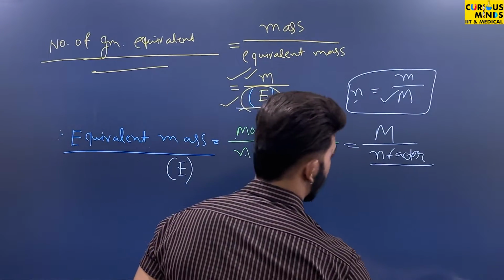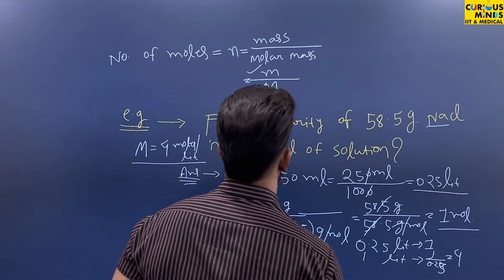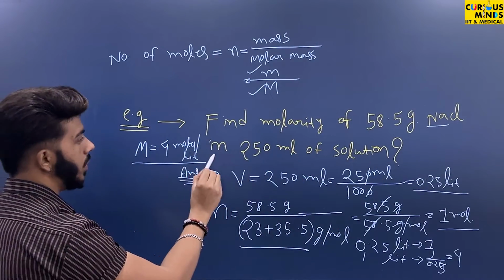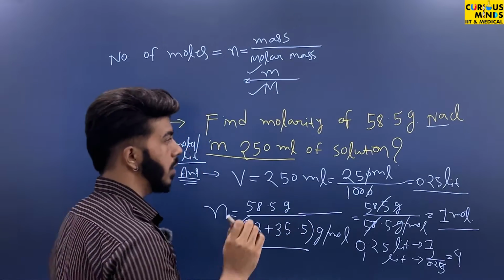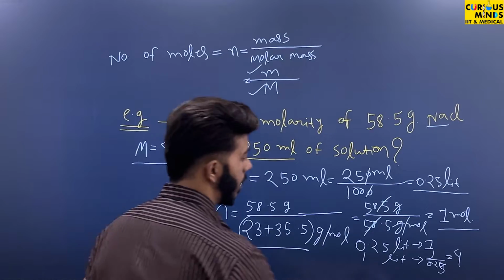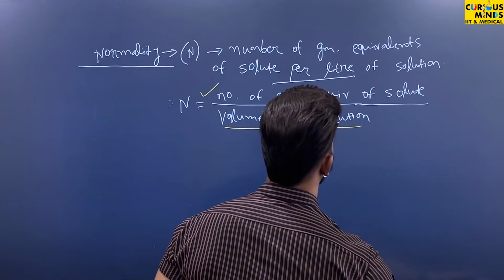We solved a question in the case of molarity. This question: find the molarity of a 58.5 gram NaCl solution in 250 milliliter volume of the solution. So this was for molarity. We will solve the same question for normality, and we will see what happens in normality.